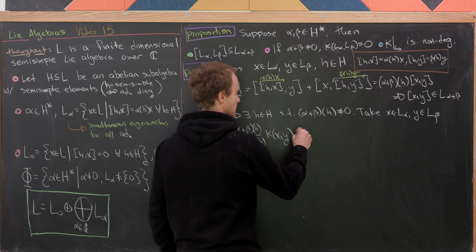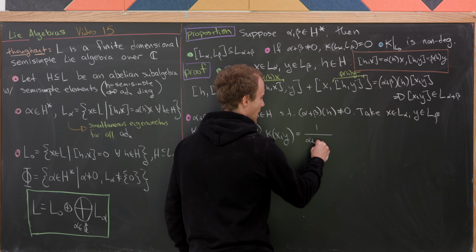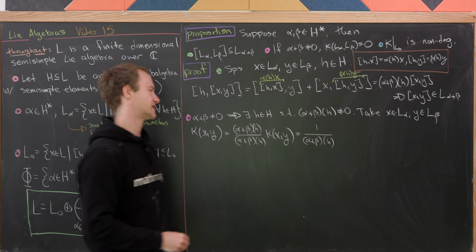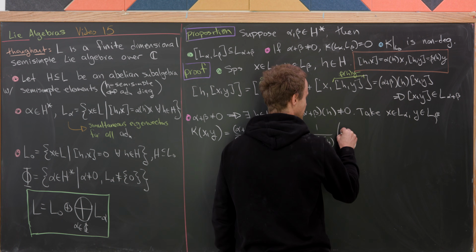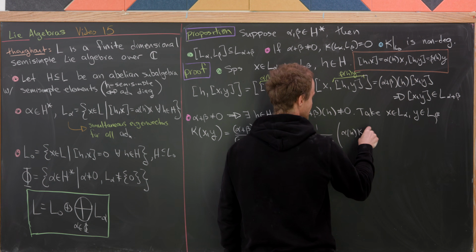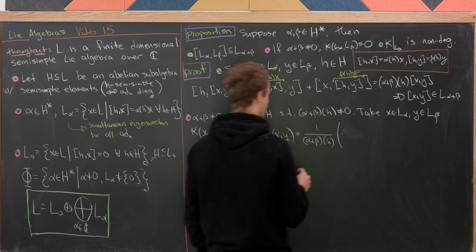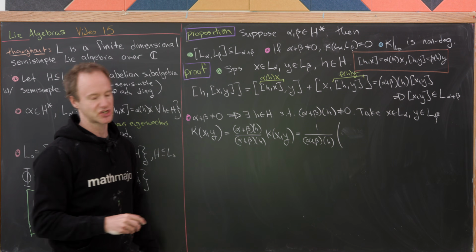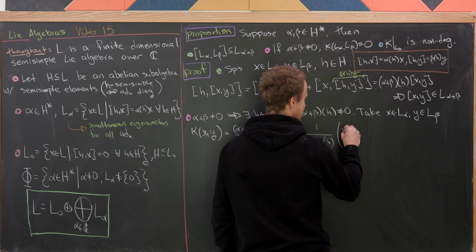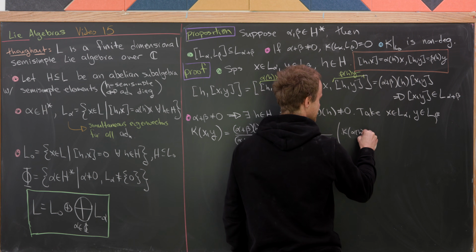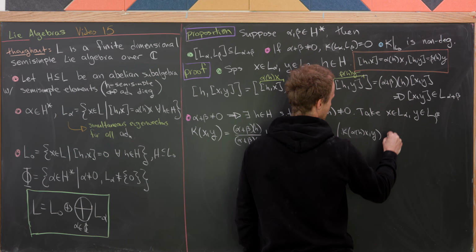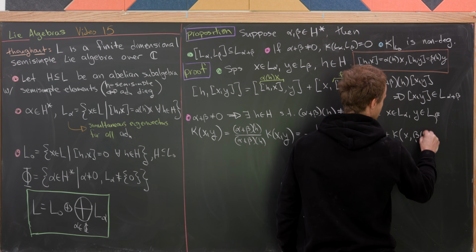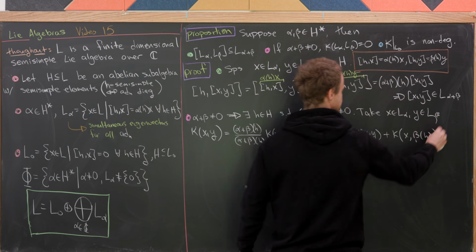So now let's write this as 1 over alpha plus beta applied to H, and then distribute the rest of this stuff out. So we're going to have alpha applied to H, kappa of X, Y. But by linearity, I can bring that alpha applied to H inside. So I've got kappa of alpha applied to H, X, Y. And then similarly, I have kappa of X, and then beta applied to H.